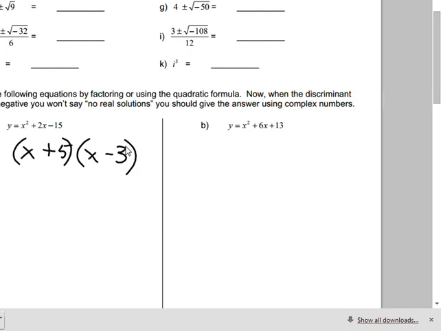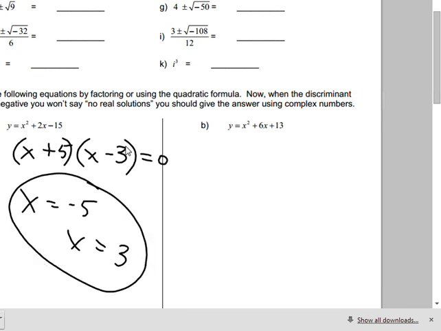Okay. So then this is it. This is factored. And the cool part is then I can use a zero product property to tell me my answers. My answers are x equals -5 and x equals 3. I'm done. That's it. Wasn't any complex numbers here. It's just simple, real answers. -5 and 3.